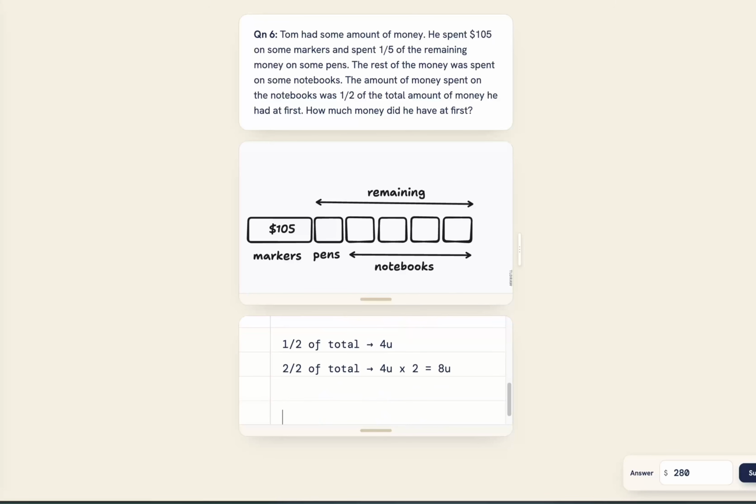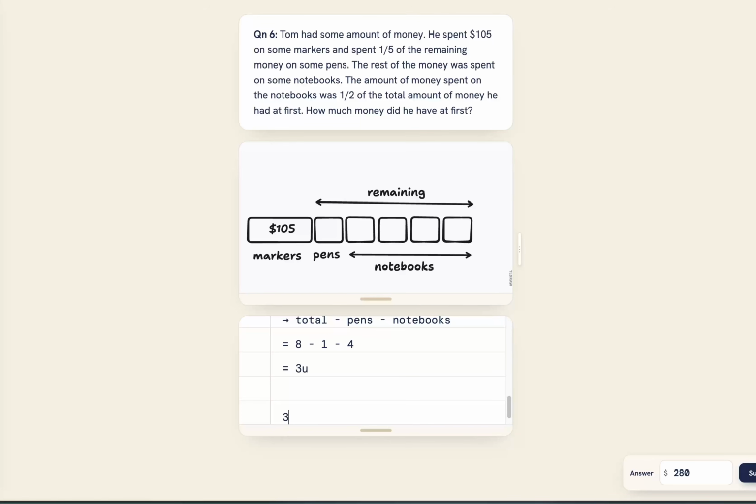So now, can we guess how many markers we have? Since we know pens is equal to 1 unit, therefore markers would then be equal to total minus pens minus notebooks. And this will be equal to 8 minus 1 minus 4. And this will give us 3 units.